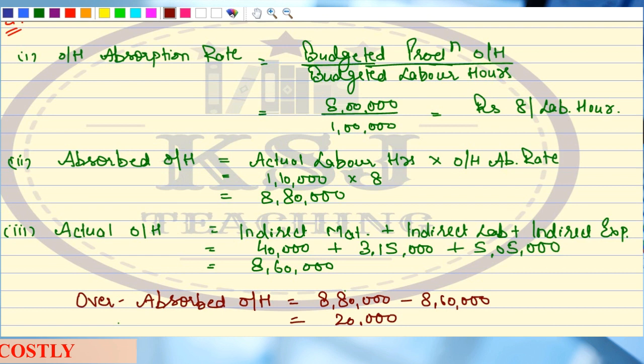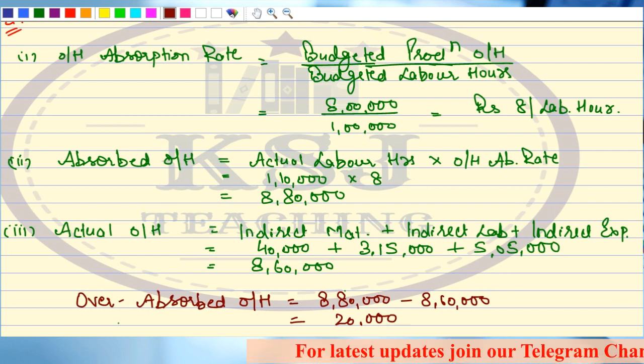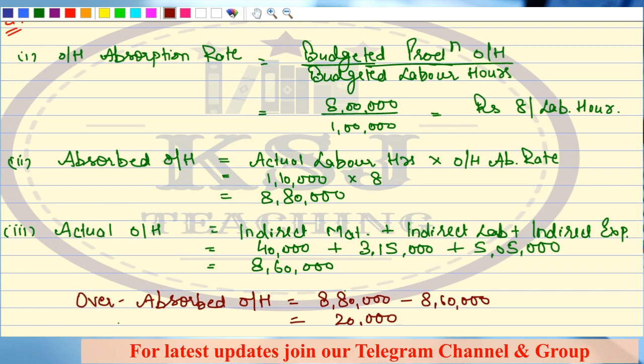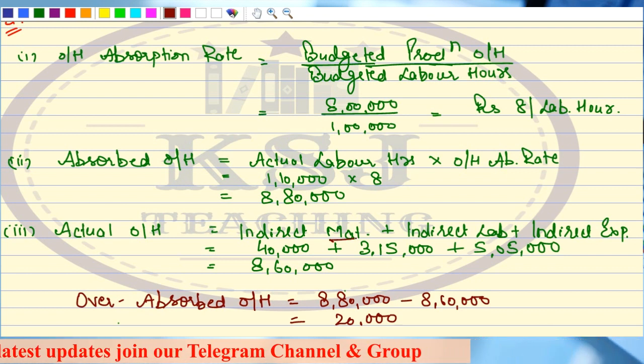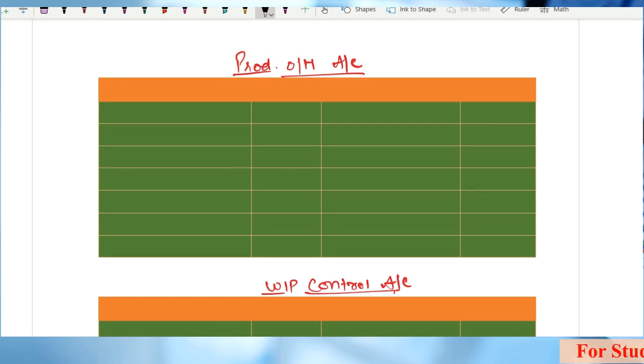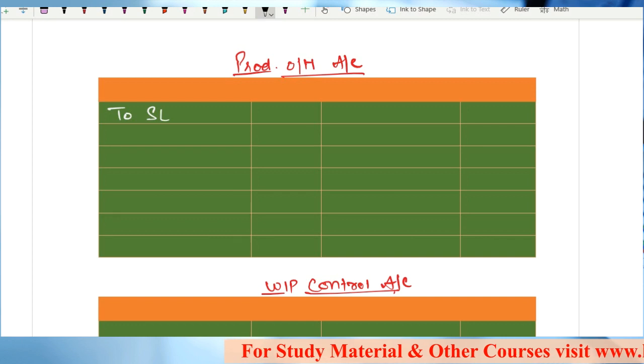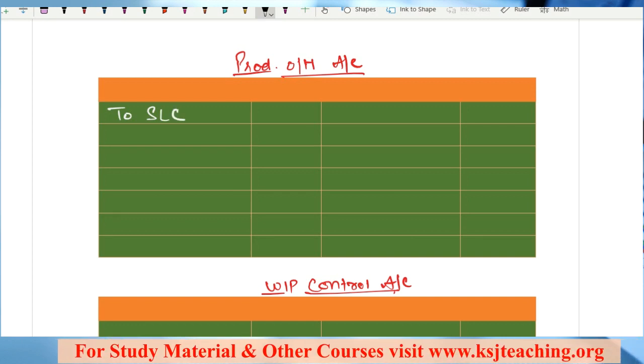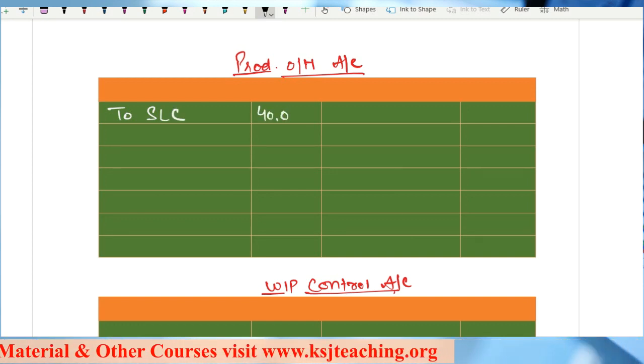Can you tell me what is the entry for the actual overheads incurred? Now these overheads are divided into 3 parts. One is material, the other is labor, and third one is the expenses. So in case of material, I will write 2 SLC, regarding the material part, that is 40,000.